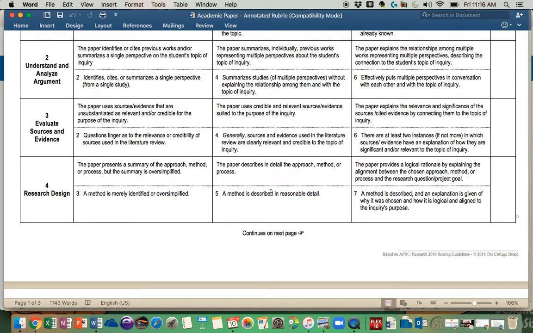All right, for the medium score, the paper describes the method in reasonable detail. See the difference there, right? There's some detail about your methods that can be replicated. That would be a medium score. And then over here, the paper provides a logical rationale by explaining the alignment between the chosen approach, method, or process and the research question or project goal, right? The annotated part down here just explains what this means: a method is described and an explanation is given of why it was chosen and how it is logical and aligned to the inquiry's purpose, okay?